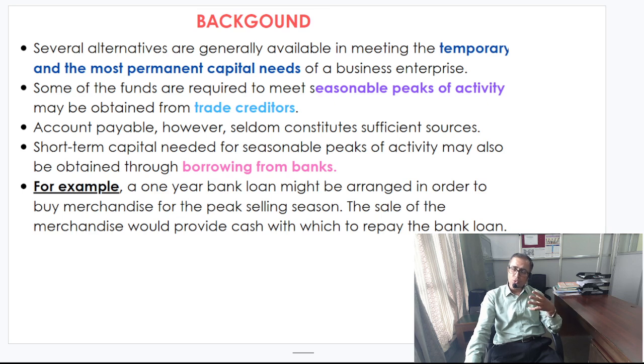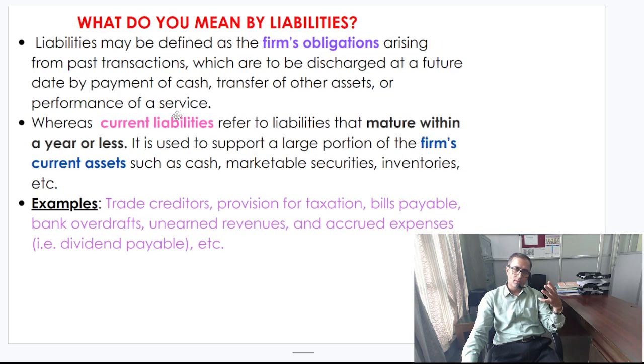And at the same time we could also borrow short-term money through banks. For example, let's say you have taken a 1-year bank loan, an overdraft loan, with the promise to pay the interest together with the principal amount at the end of the maturity period. That is the case. Now, what about the liabilities, friends.